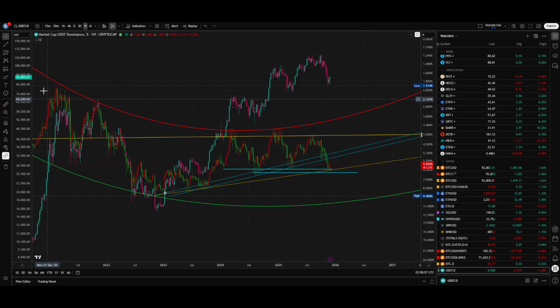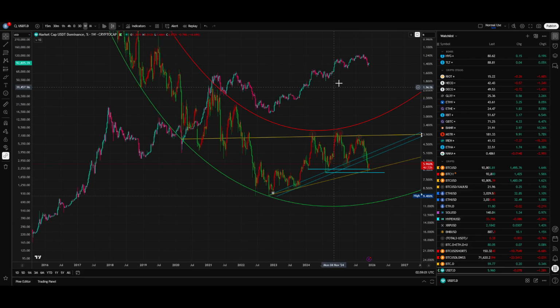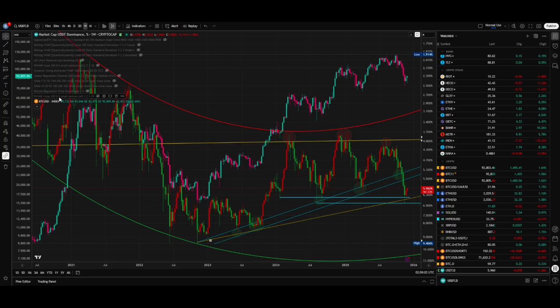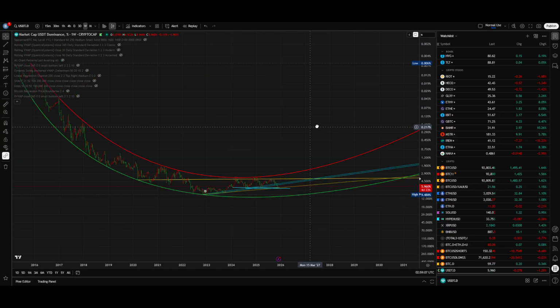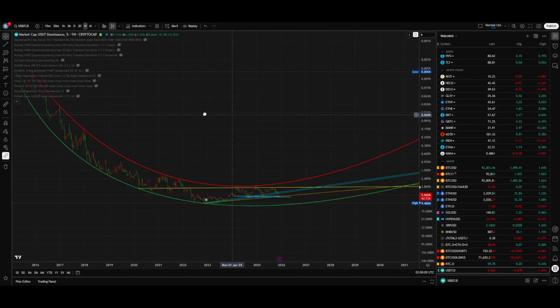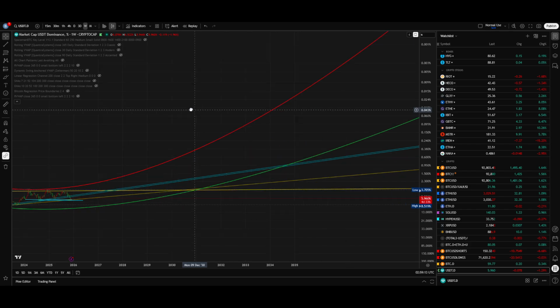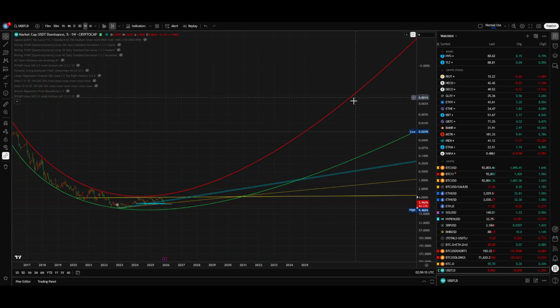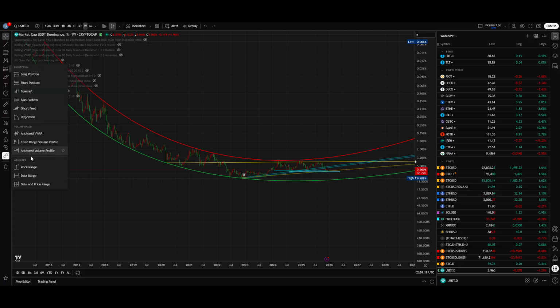USDT dominance here, you can literally just make these curves. So I'll just remove Bitcoin here. But this has been the entire cycle, or I guess the entire Bitcoin thing, since USDT dominance has come into play. This red curve, I might have a little bit wrongly put. But I will say, if you guys want to make it yourselves here, you just pull over the curve tool.